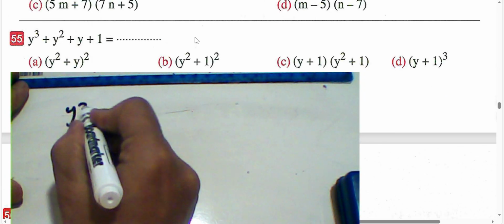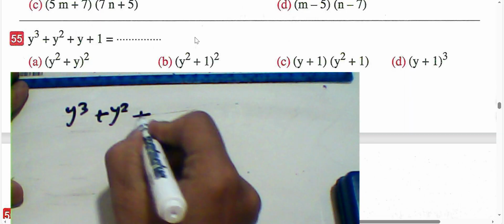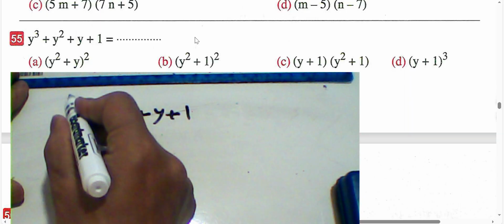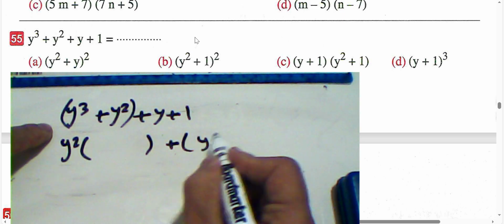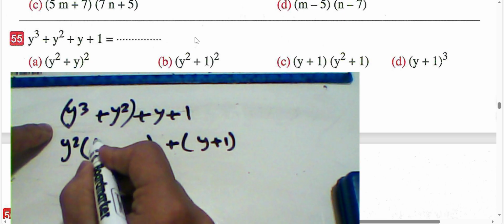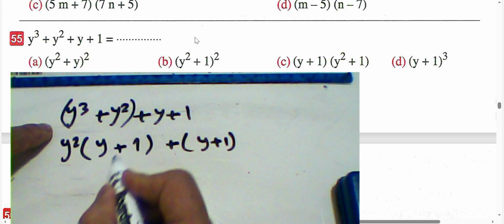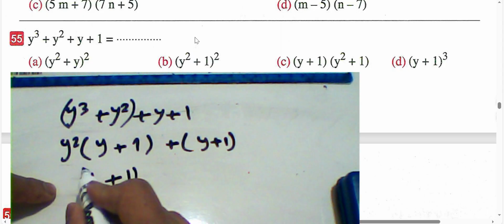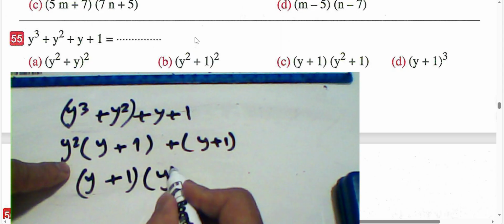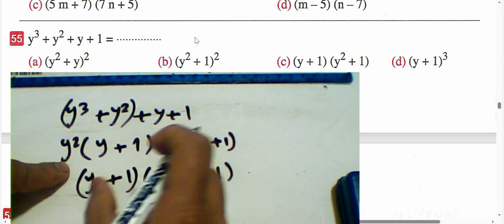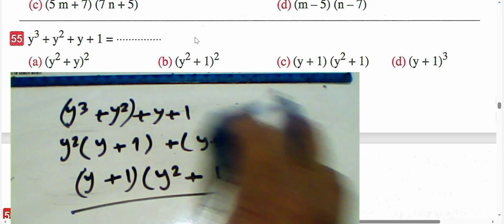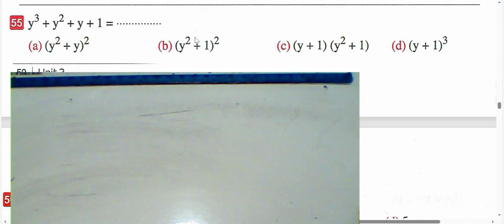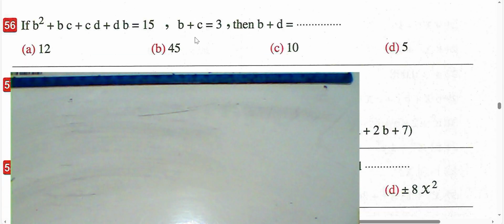Y power 3 plus y power 2 plus y plus 1. We can divide this expression, right? Y power 2 highest common factor. Y power 3 divide by y power 2 is y. Y power 2 divide by y power 2 is 1. We can write y plus 1 product by y power 2 and here 1. Divide the expression by expression 1. Solution is expression divide expression, y power 2. Next example. Number 5.